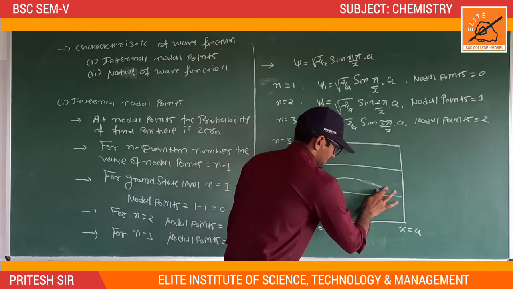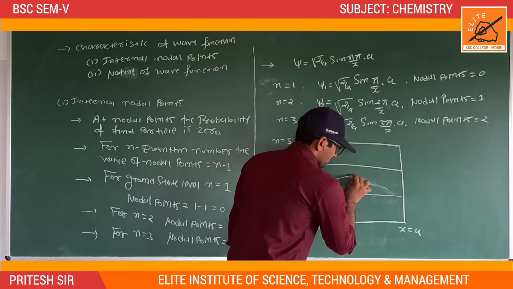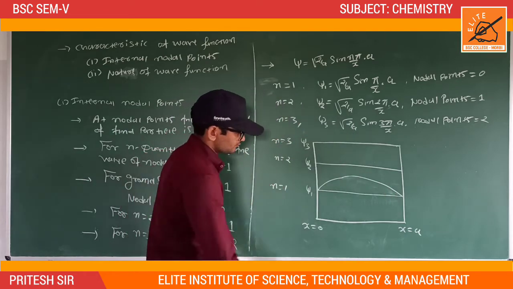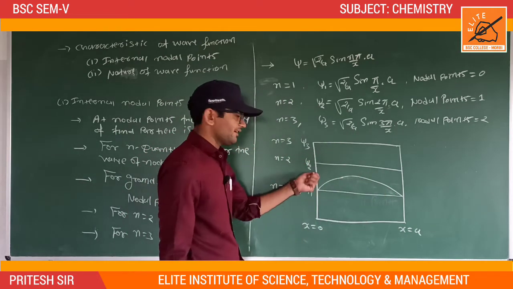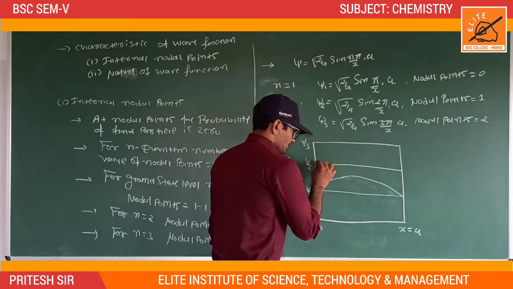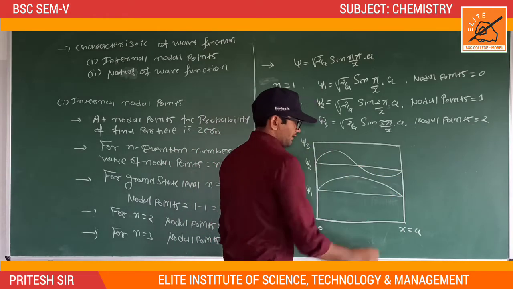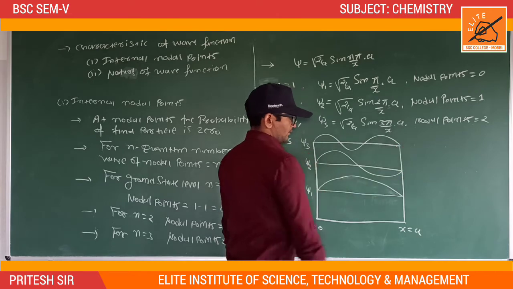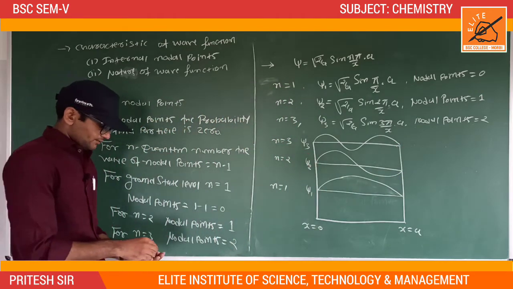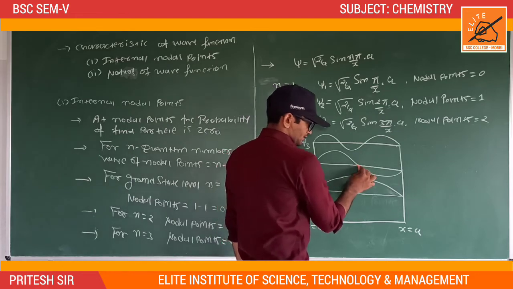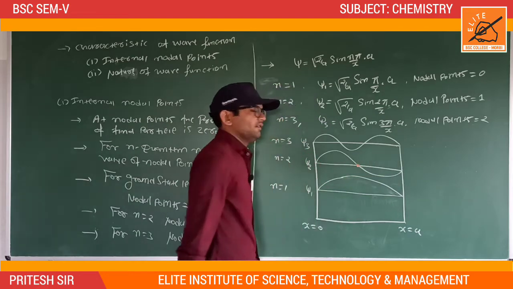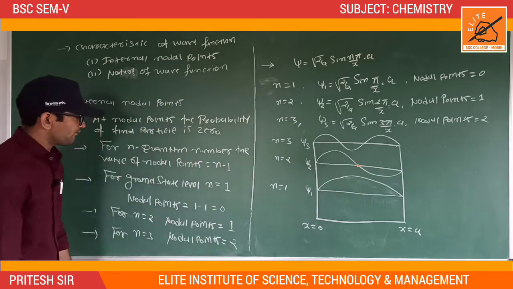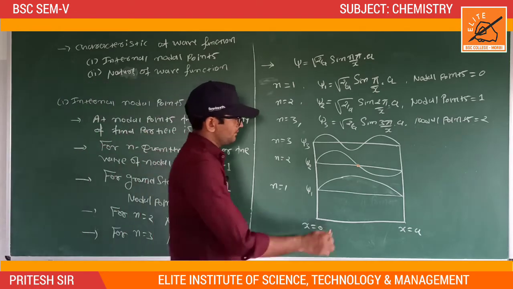like this type. The graphical representation of psi 1 is like this type. And the graphical representation of psi 2 is, and graphical representation of psi 3 is. So here in this case, this point indicates the value of that point, the probability of finding the particle, it means psi is equal to 0.